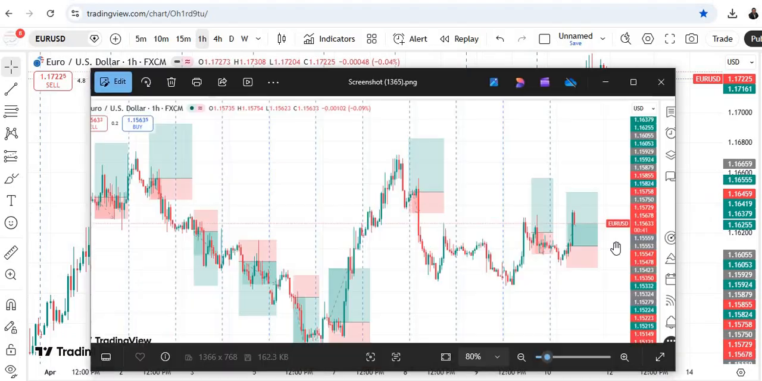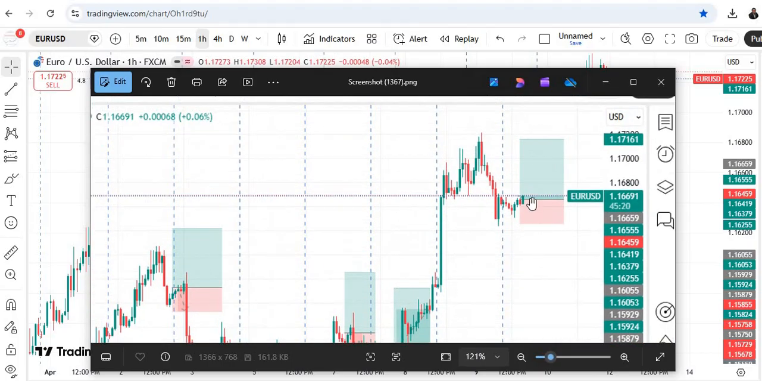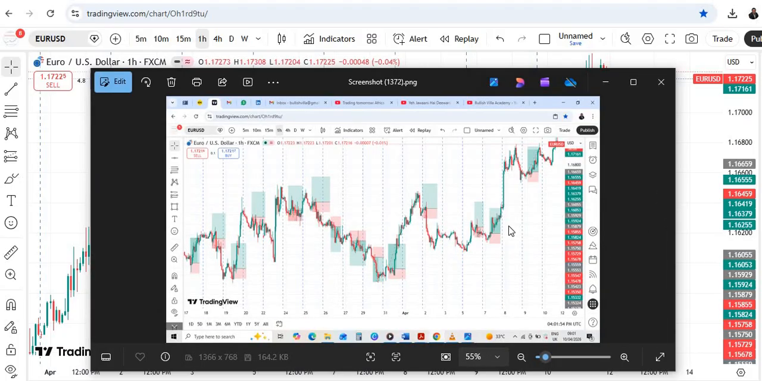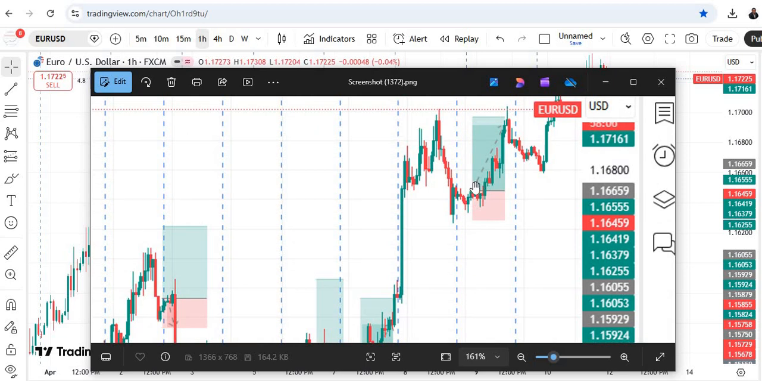So let me show you the before and the after. So this was the before. This sniper entry. And this was the after. Although price came and was just playing around my stop loss for hours, for like 4 or 5 hours.